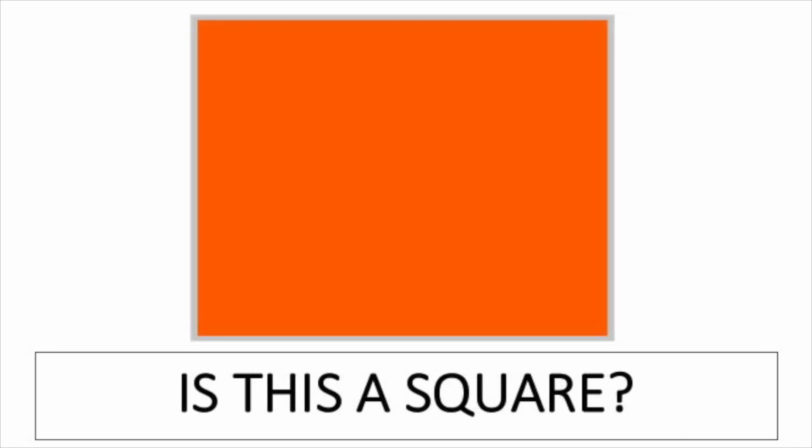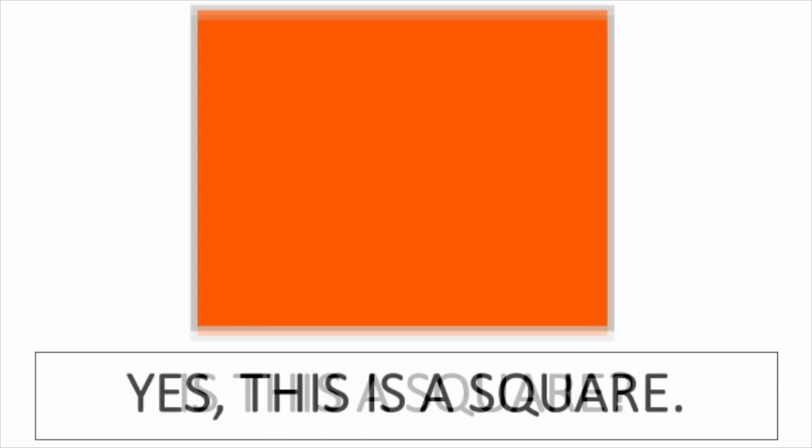Is this a square? Yes. Yes, this is a square because all the sides are of the same length. So we can say, yes, this is a square. 4 sides, all the same length, makes a square. Any questions, guys? No. Okay, that was brilliant. Well done.